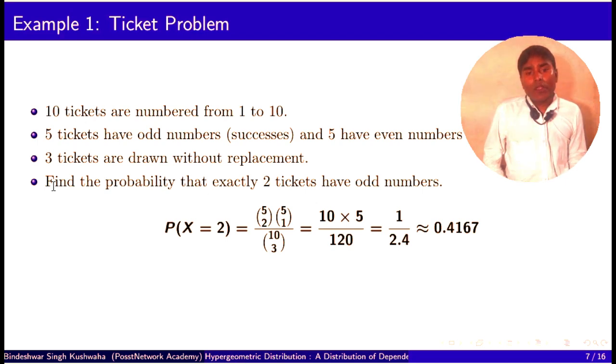So we find the probability that exactly 2 tickets have odd numbers. This one is the success portion and this one is the failures portion. So that is choose M, x, and that is choose N minus M, n minus x. So that is 1 and that is 2. So the probability would be 0.4167.